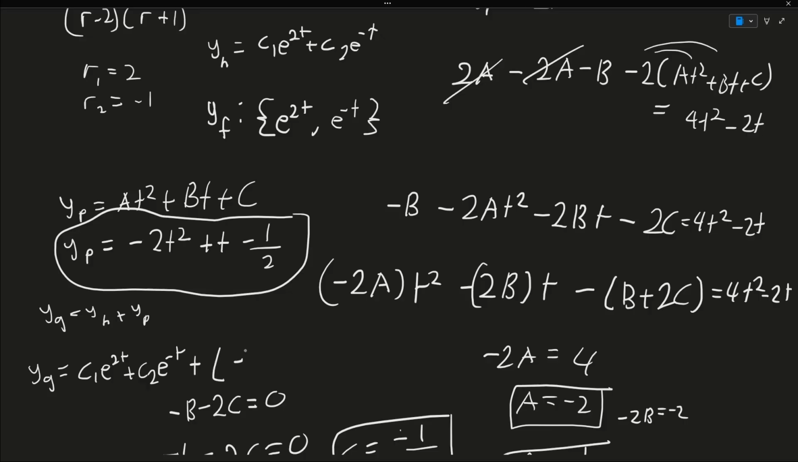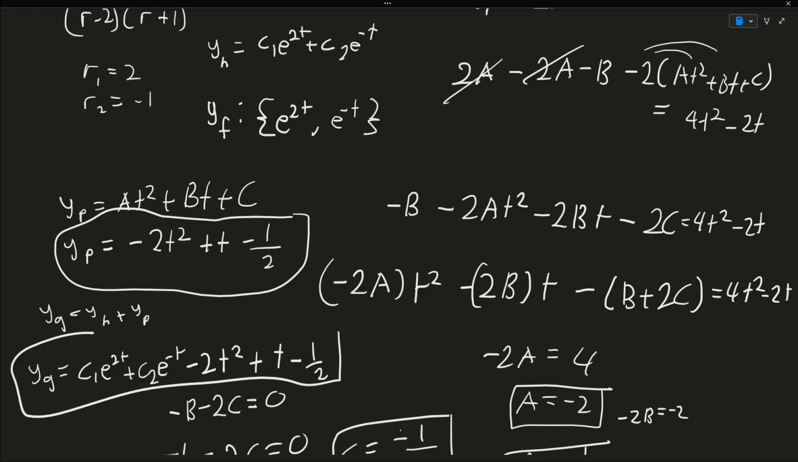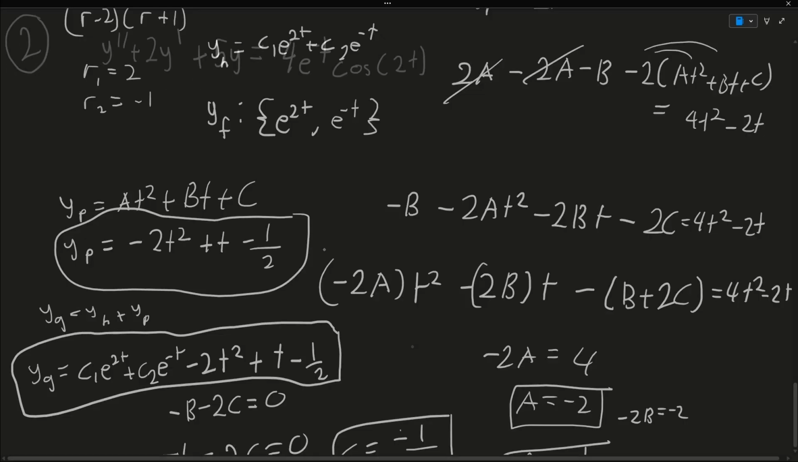So plus negative 2t squared, or you know what, let's just make it simpler. Let's not add that and do negative 2t squared plus t minus 1/2. And this is the solution for your differential equation.